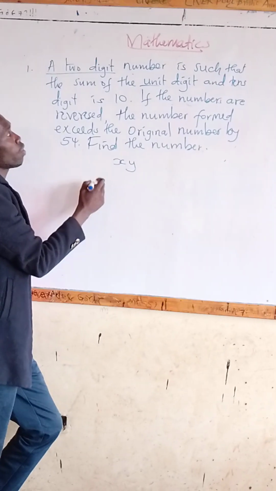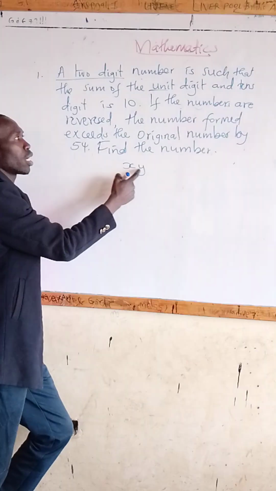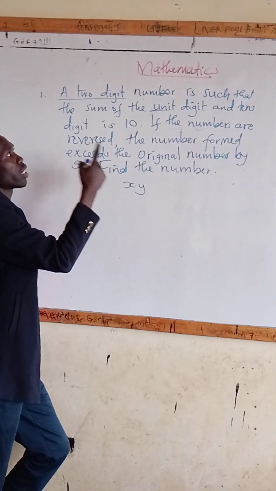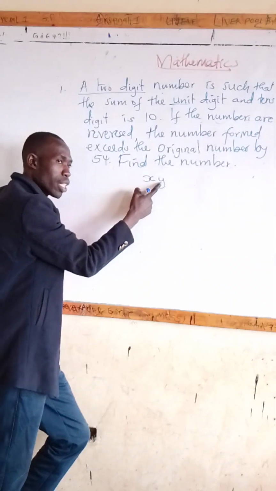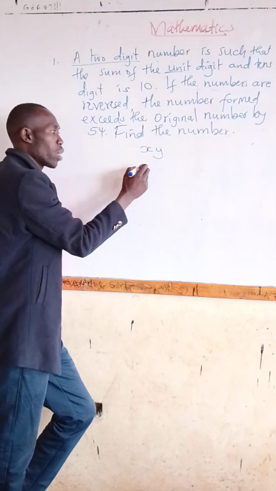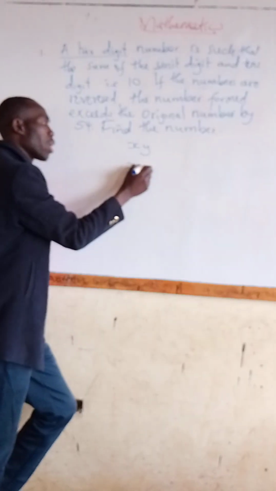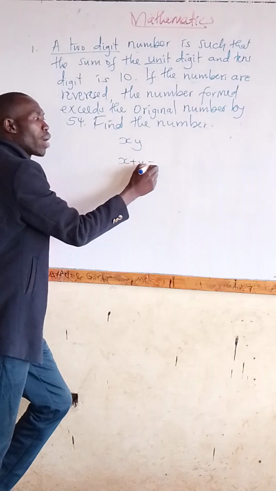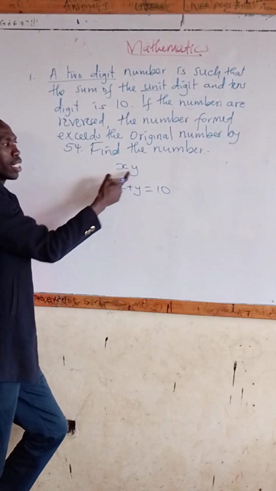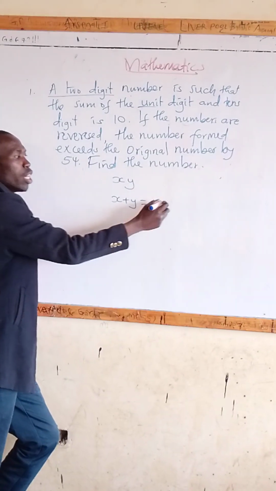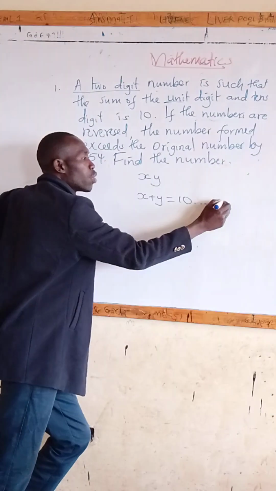So we take, for example, x and y. They're saying that the sum of the unit digit and the tenth digit is 10. The unit digit is y, and when you add it with x, we can have x plus y, and we get our answer to be 10. When you add the ones digit and the tenth digit, you get 10. So this gives us the first equation.